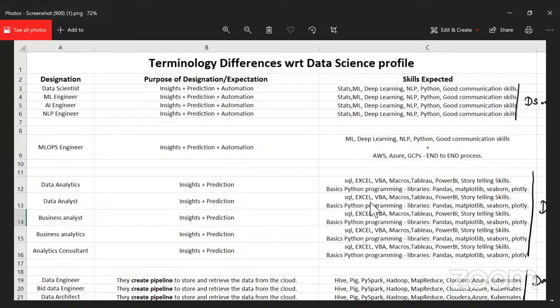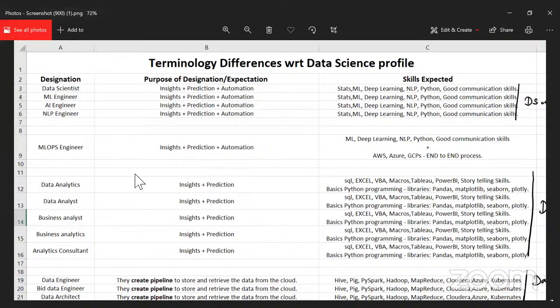All right. If you want to be strong and get selected as a data analyst, the first priority is SQL, then Excel. You have to learn VBA, macros, Tableau, Power BI. You can focus more on Tableau or Power BI, either is fine. You need good storytelling skills, which we will gain within this platform. Then you need the basics of Python programming, with libraries like pandas, matplotlib, seaborn and plotly. These libraries are more than sufficient if you're focusing on data analyst job roles.